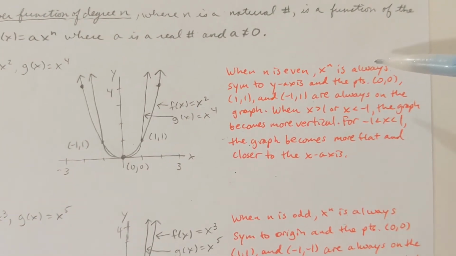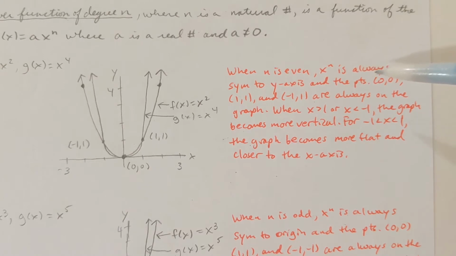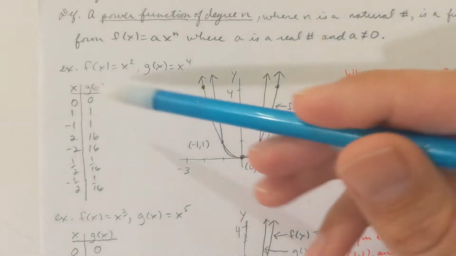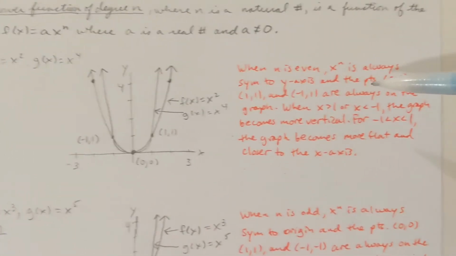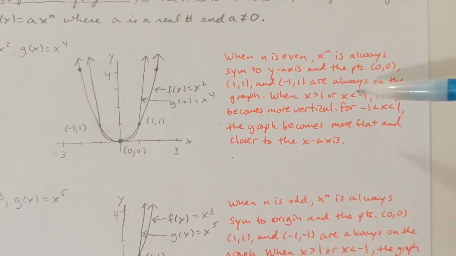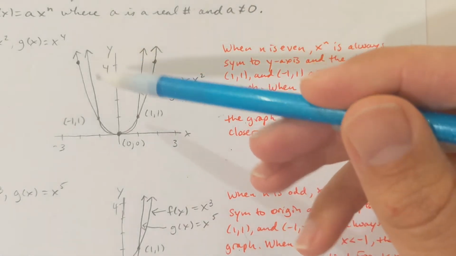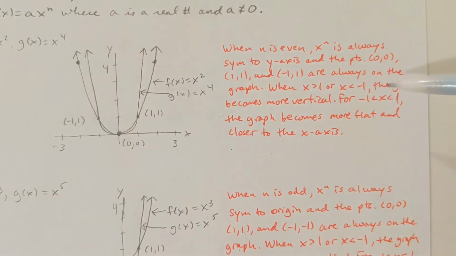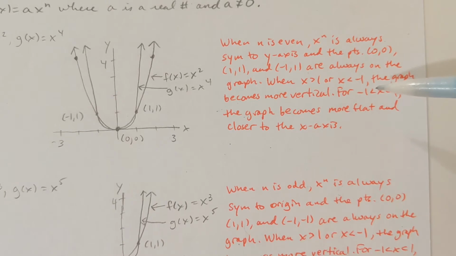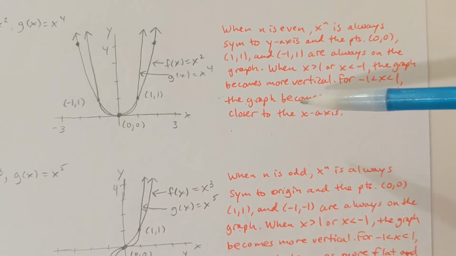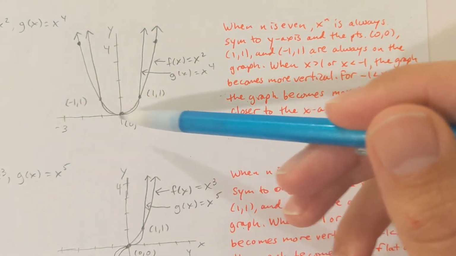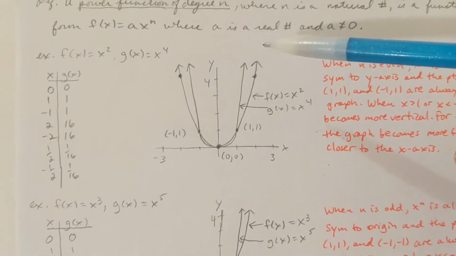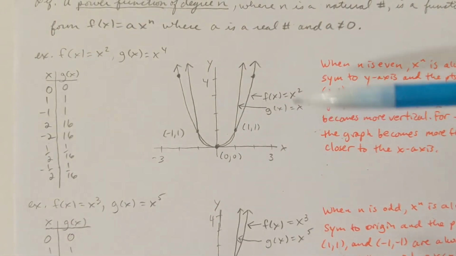When n is even, x to the n is always symmetric to the y-axis, and the points 0, 0, 1, 1, and negative 1, 1 are always on the graph. That's what I've got going on here. When x is greater than 1 or less than negative 1, the graph becomes more vertical. Okay, and that's what I see. For x being between 1 and negative 1, the graph becomes more flattened and closer to the x-axis. Okay. So of course it would look different if I were to graph something like x to the 20th.